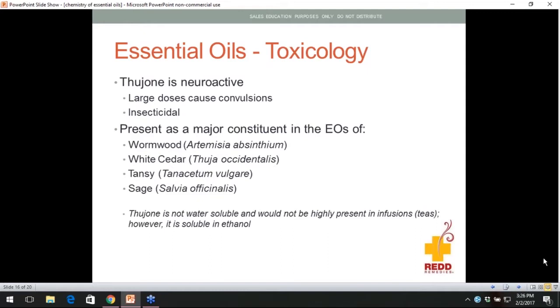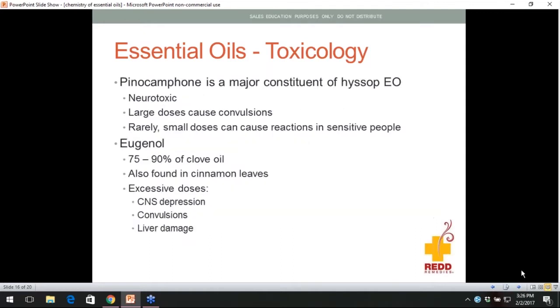So if you do an alcohol extract of sage, there might be some in there, probably not enough to cause a problem unless you took the whole bottle, which hopefully no one's going to do. But it's in there, but not enough at the proper doses where it's going to cause a problem.